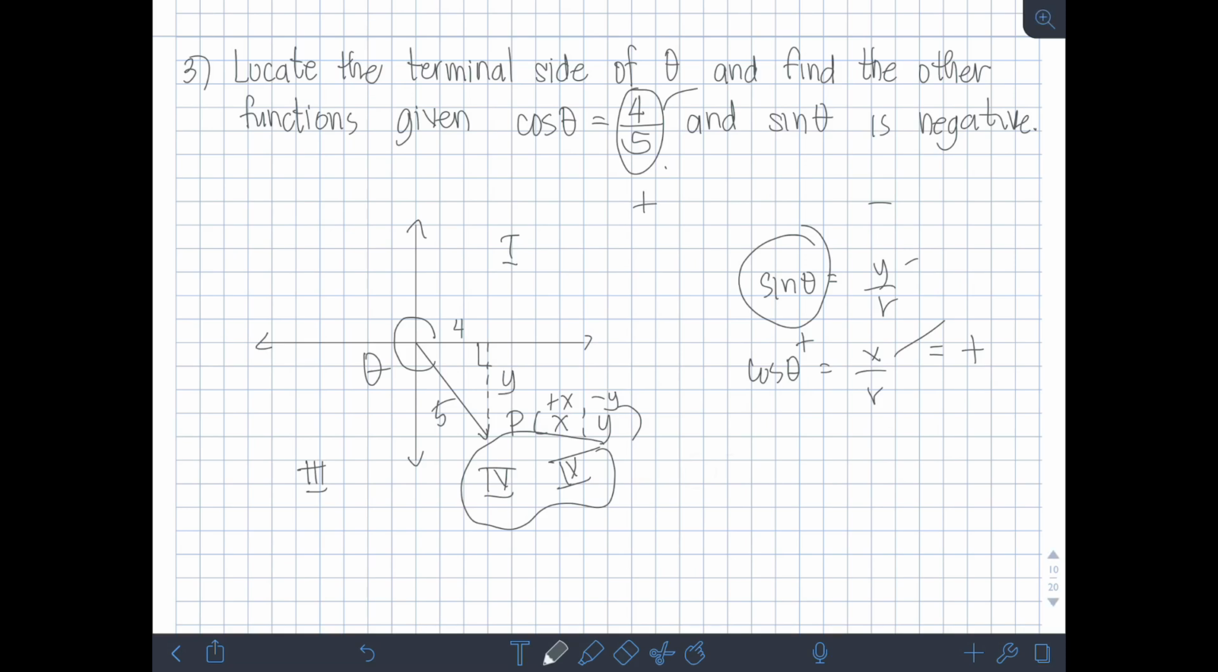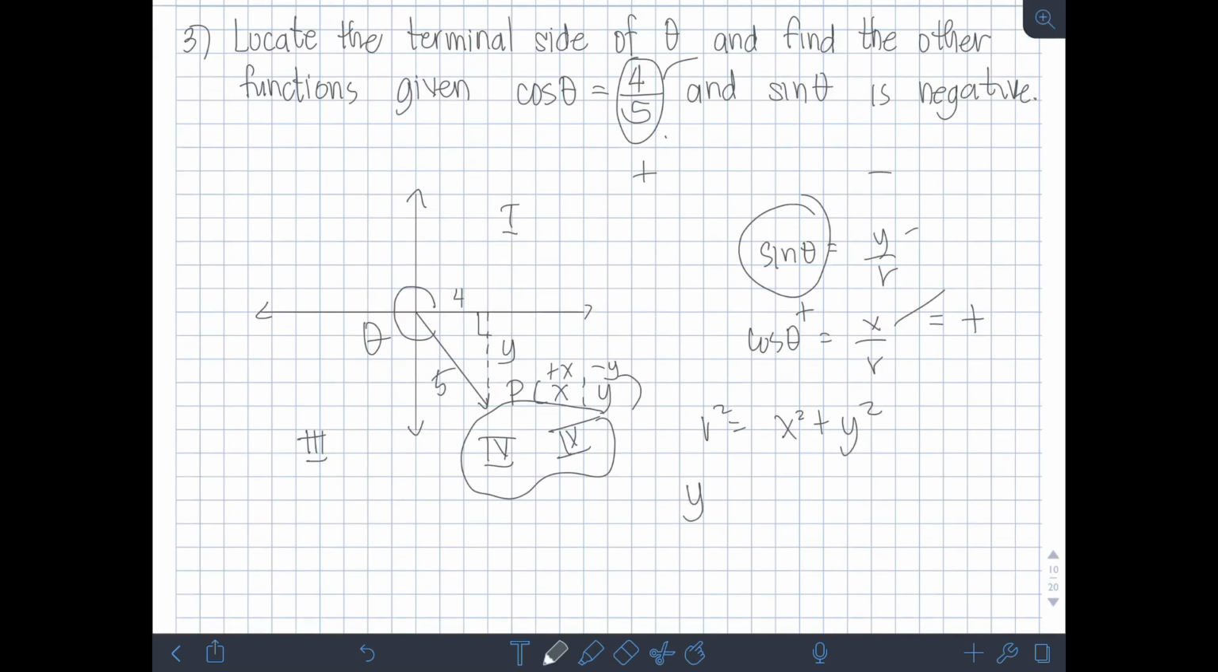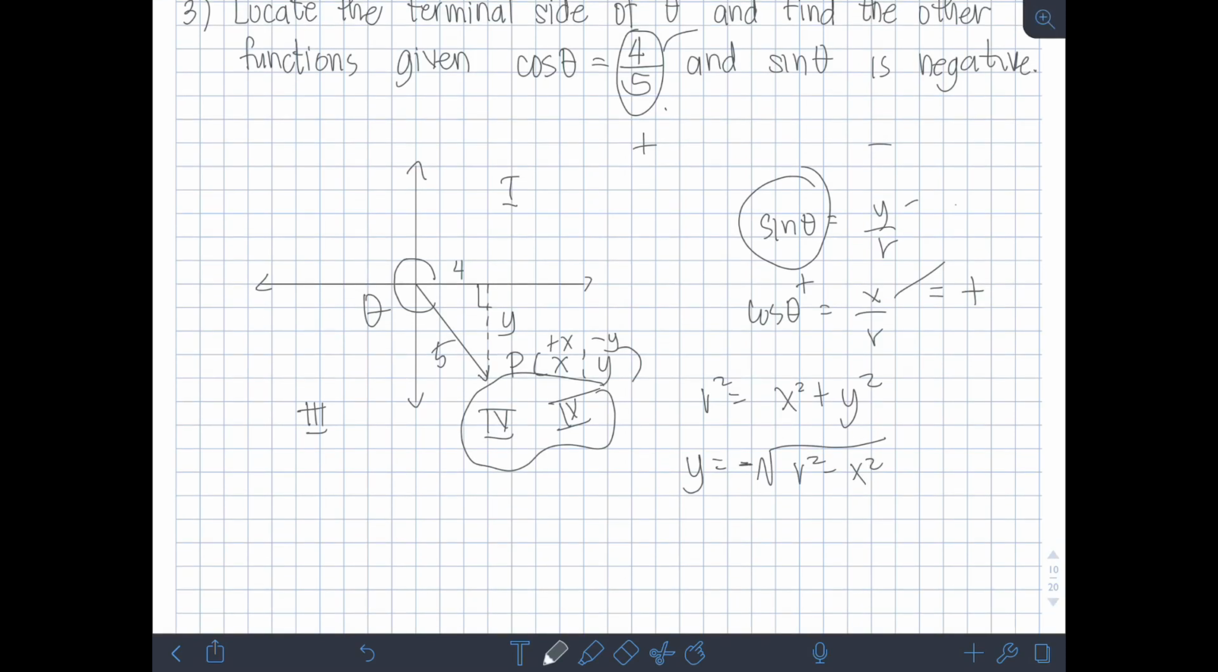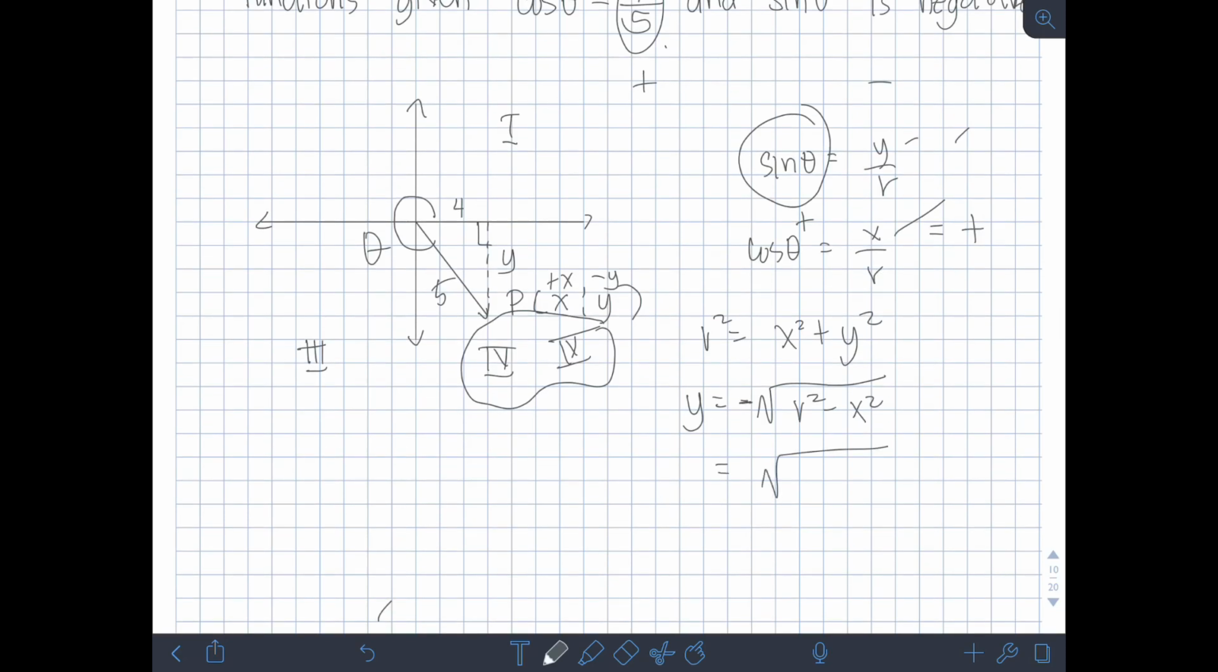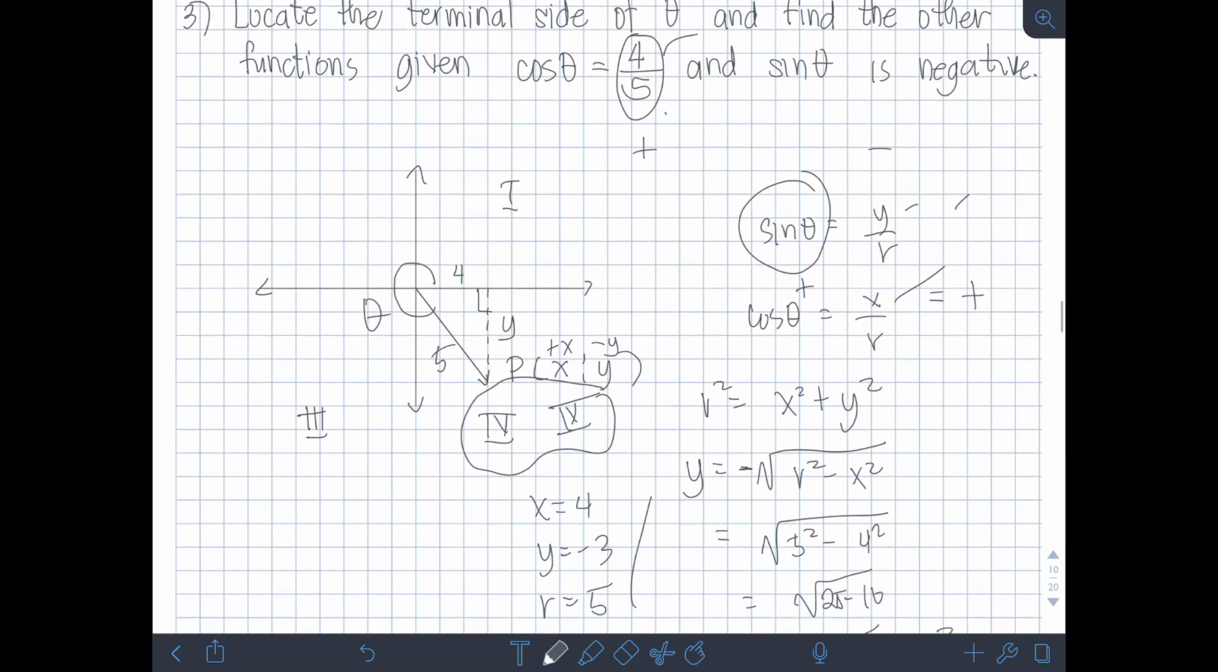So, Pythagorean, di ba? So, r squared is equal to x squared plus y squared. So, y is equal to square root of r squared minus x squared. So, negative siya kasi base dito sa analysis natin. So, r is 5 squared minus x is 4 squared. So, we have square root of 25 minus 16. Square root of 9 is equal to 3. So, negative dapat. So, therefore, yung x natin is 4. And y natin is negative 3, and r natin is 5. So, using these values, masasolve na natin yung other trigonometric ratios.